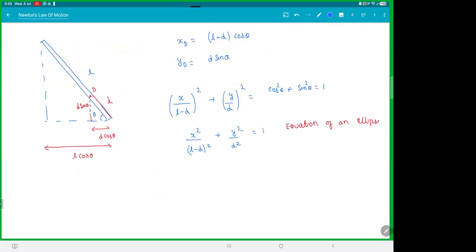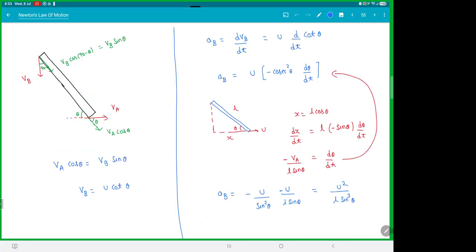So this point is going in an ellipse. This is for when D is not equal to L by 2, and D is not equal to 0 or L, because 0 and L will become A and B, and then it will be a straight line. L by 2 will become a circle. You can also say a circle is an ellipse where A is equal to B. The acceleration part is this. All clear with this? That's a bit about the ellipse.